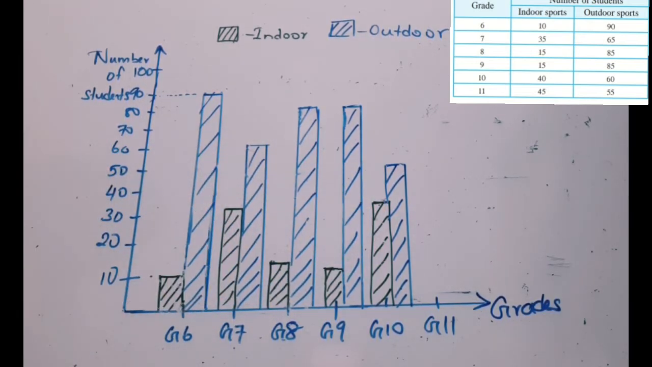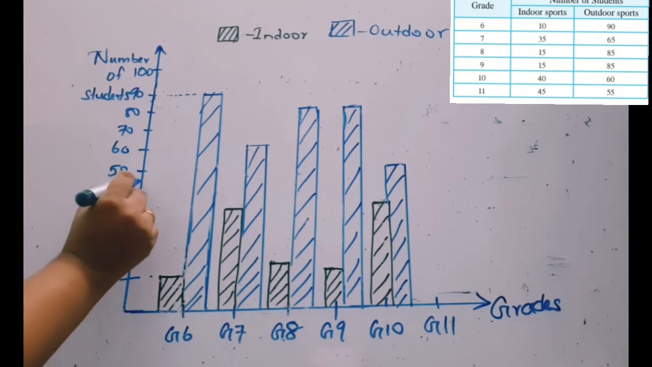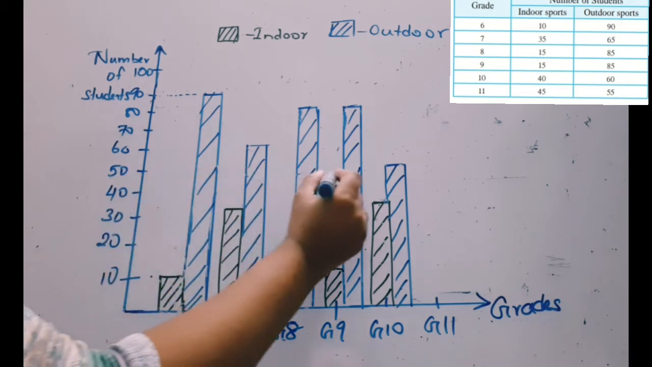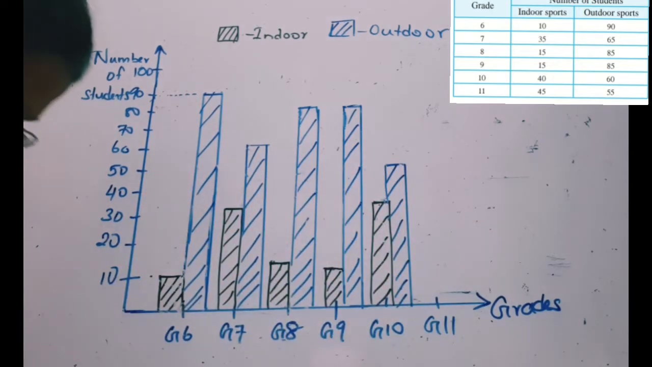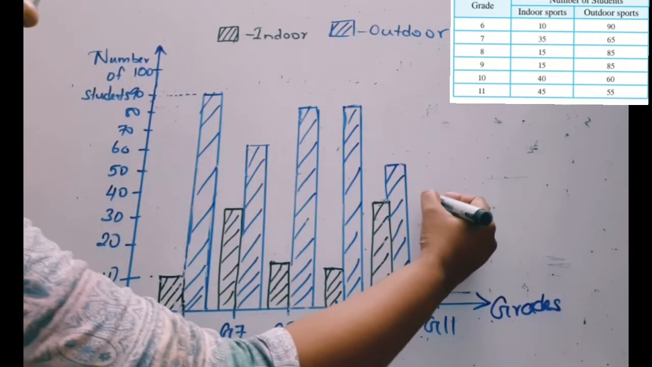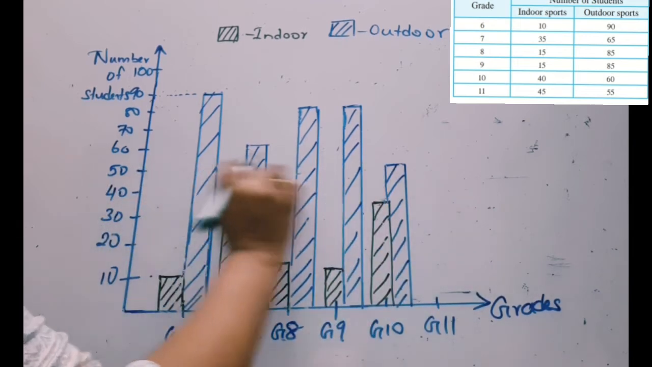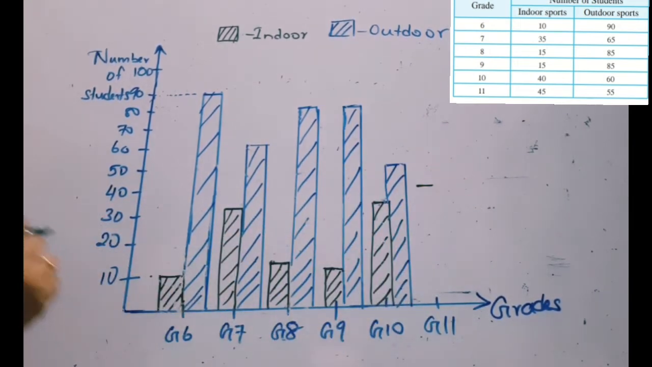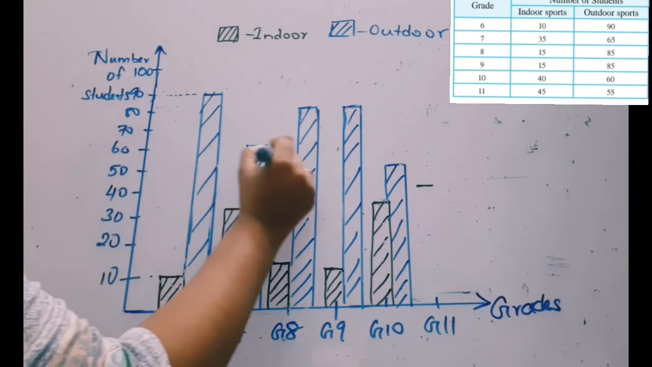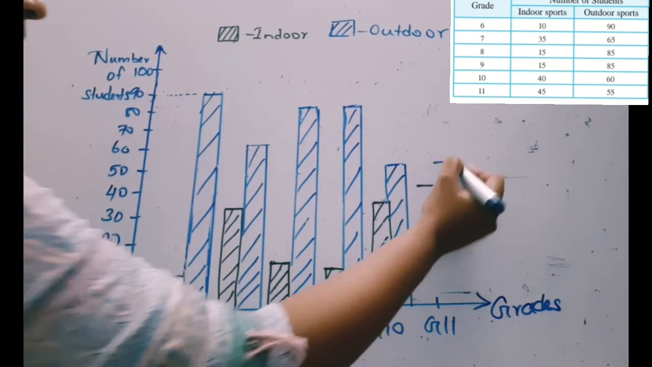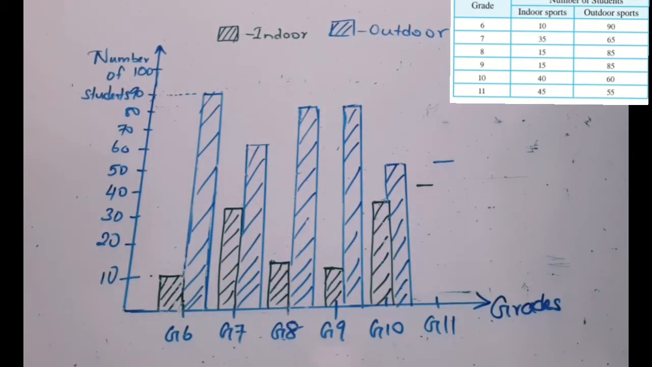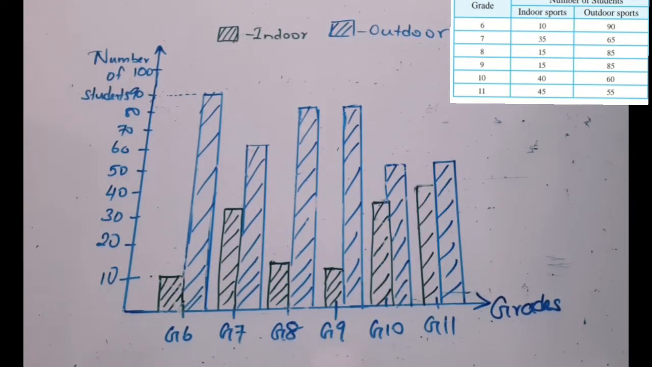Okay, the last one is grade 11, which is 45 for indoor sports. 45 comes in between 40 and 50, right? Exactly in the middle. So 45 should be drawn with the black color. So here, 45, and then 55 with blue color, which is outdoor sports. I'm going to join that as well. So now children, I have finished drawing the multiple bar graph.